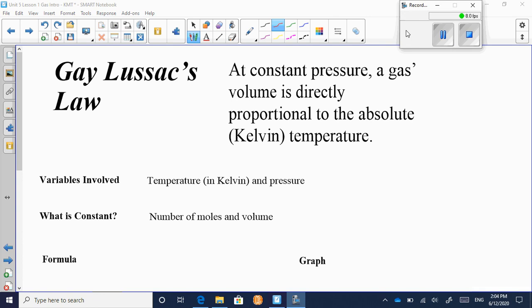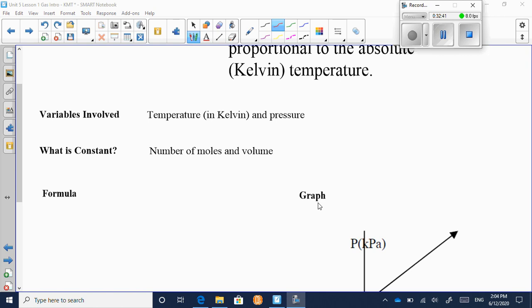The last law is named for another scientist named Gay-Lussac. And basically this law says at constant volume, a gas's pressure is directly proportional to the temperature. Okay, so this is going to relate pressure and temperature. All right, so in this particular case, basically what it says is that pressure is directly proportional to temperature. Okay, so it's the same thing as volume and temperature.